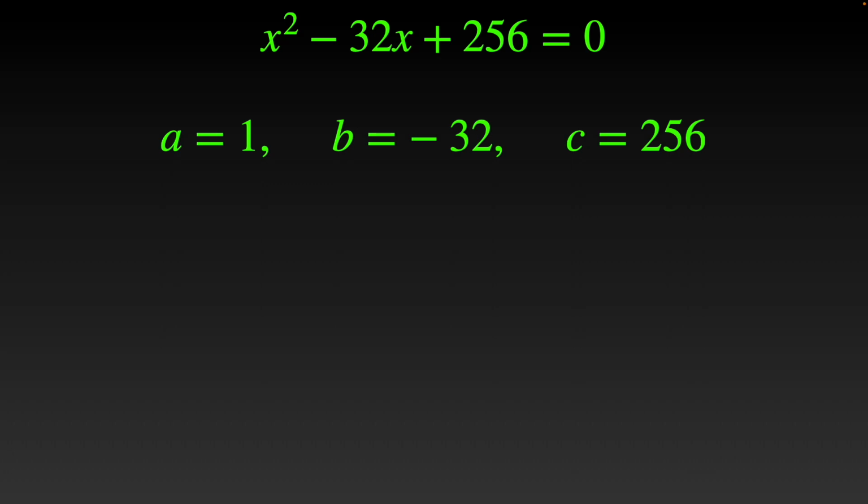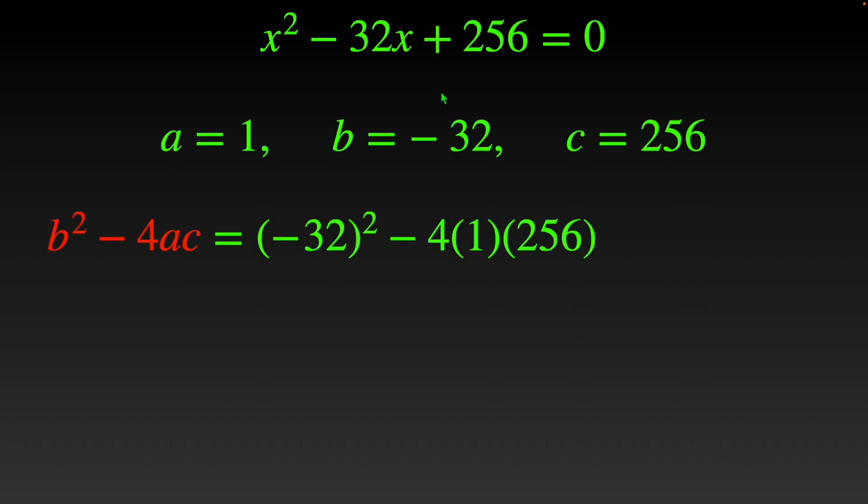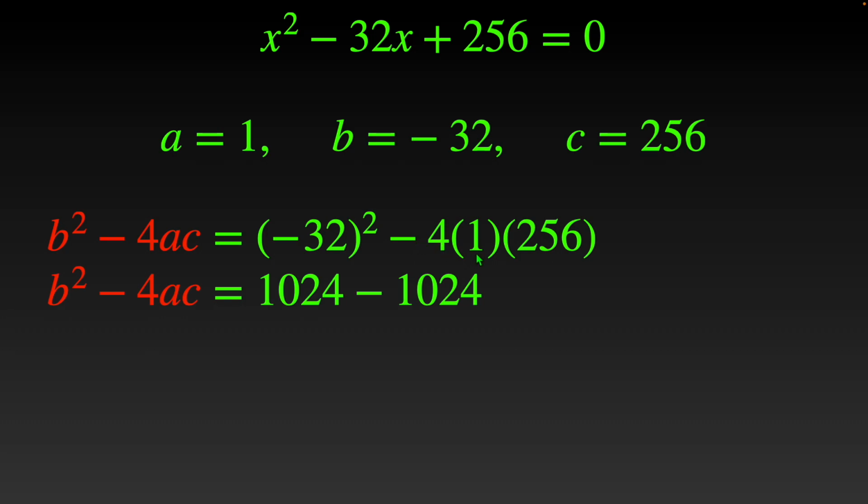Now, let's compute b squared minus 4ac. We take b, which is negative 32, put it in parentheses, and then we square it. Then subtract 4 times a, which is 1, times c, which is 256. Negative 32 squared, that's positive 1024. Negative 4 times 1 times 256 is negative 1024. Now combining these two together, we get 0.